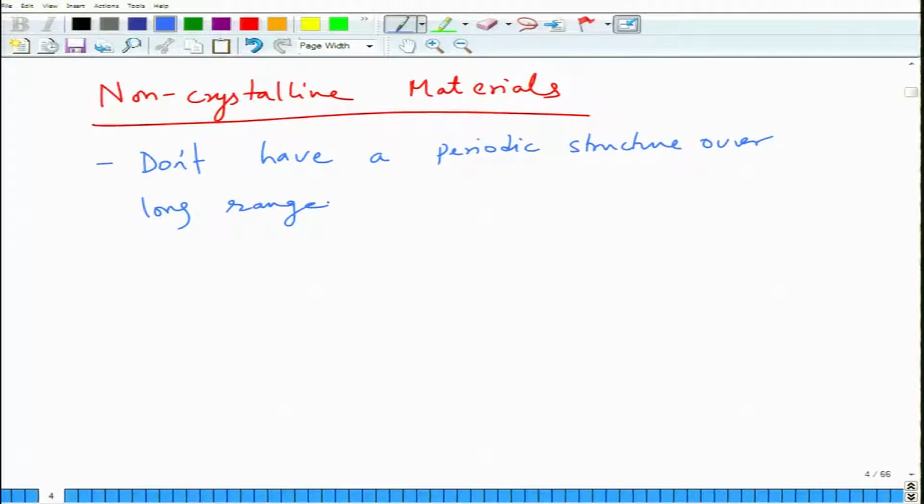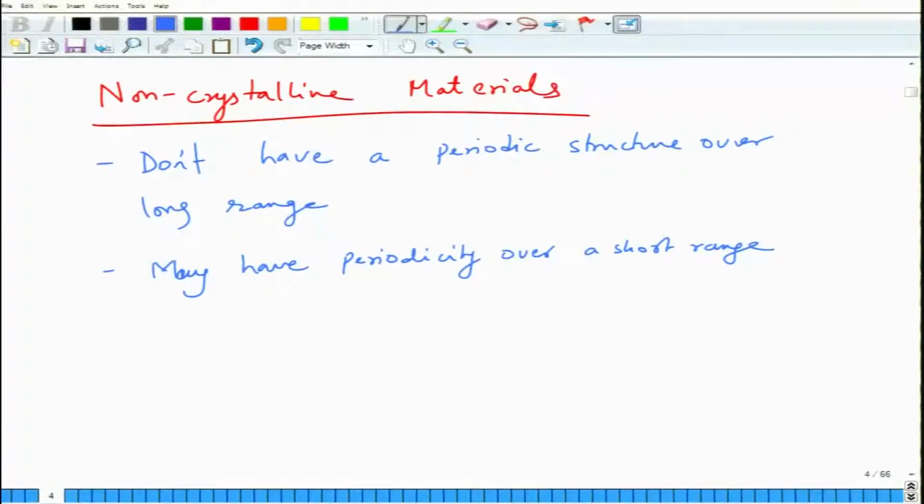They may have periodicity over short range. By short range we will mean maybe a few nanometers. There is a very fuzzy definition of short range, but typically it is of the order of a few nanometers. So they may have periodicity over short ranges, but no periodicity over long distances. When you look at a few tens and hundreds of nanometers, the periodicity breaks down.